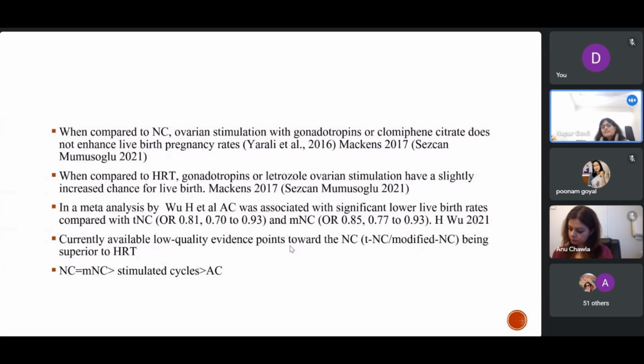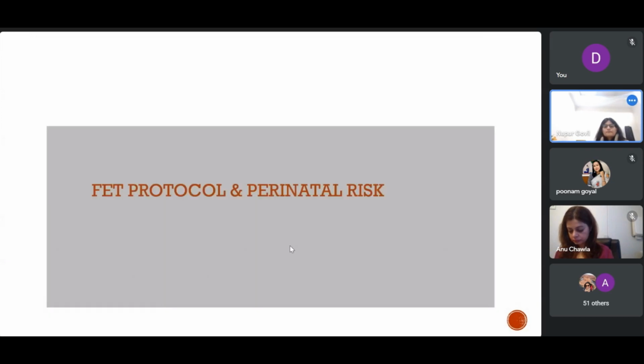If we can modify it with the use of hCG trigger, then it is also comparable to natural cycle. Then is our mild stimulated cycle. Last is your HRT cycle. So live birth rates are highest when your cycle is as close to nature as possible.